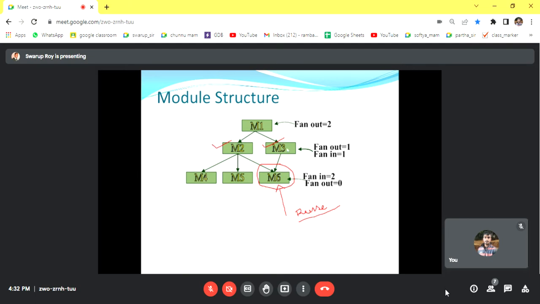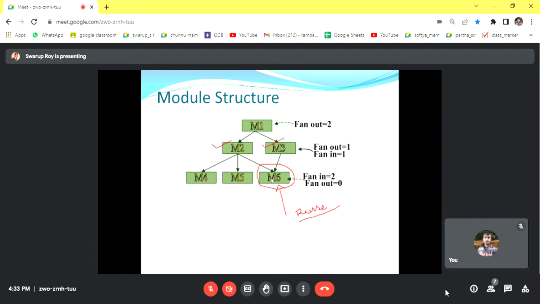M3 is only dependent on M6. So if there is any error occurring in M3, you have to check only M6. But in case of M2, if there is an error, you don't know whether it is coming from M4, M5, or M6, so you have to check many modules. That's why if the fan out is high, meaning the dependent modules are more, it is not considered a very good design, because for any error case you have to check all the modules.